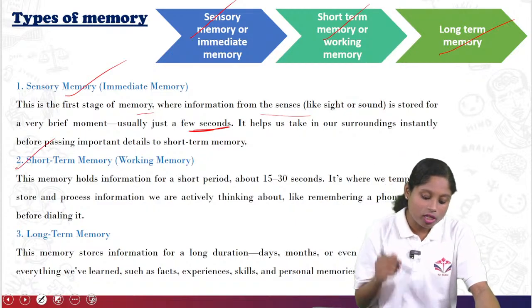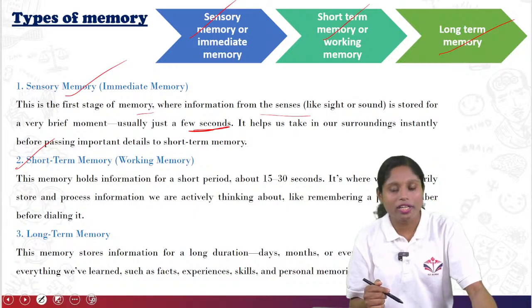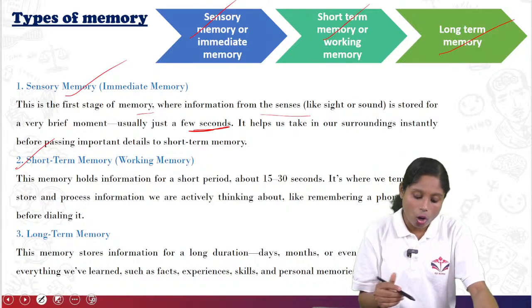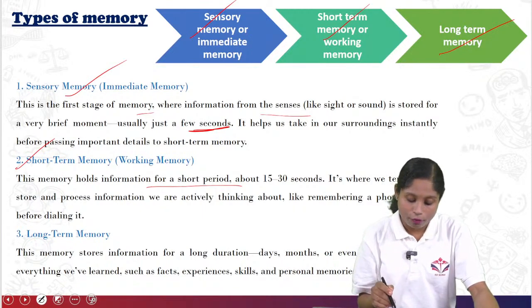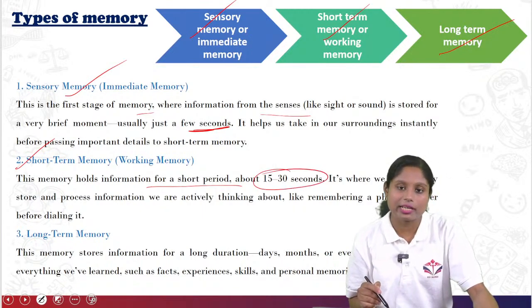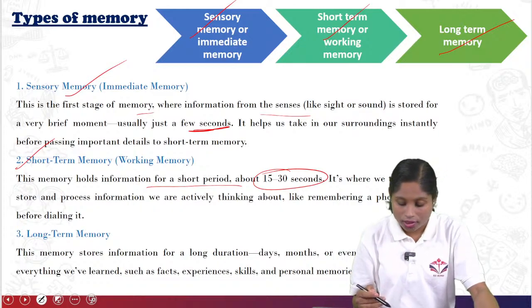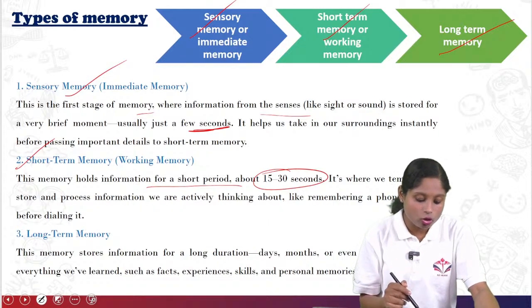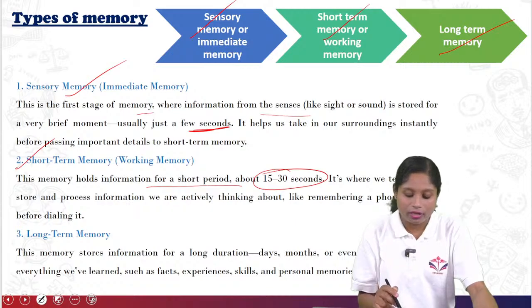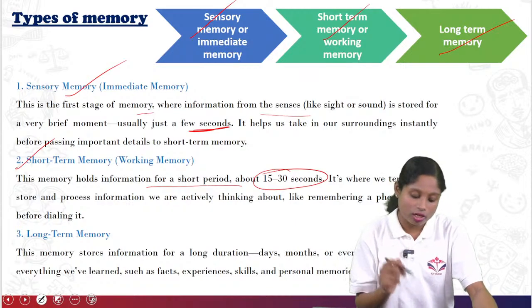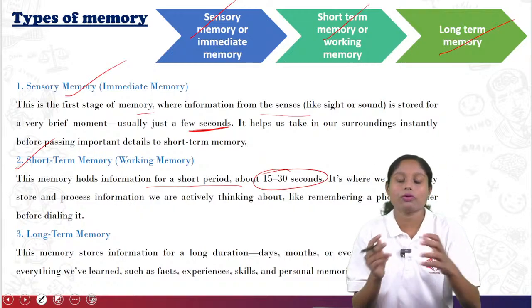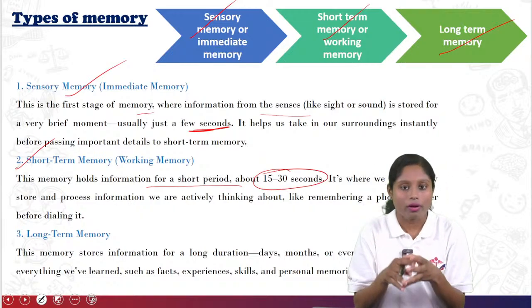The next one is short-term memory, also known as working memory. This memory holds information for a shorter period of time, that is 15 to 30 seconds. It is where we temporarily store and process information we are actively thinking about, like remembering a phone number before dialing it. So that is what is called short-term memory. Before dialing the number, we are trying to remember it.